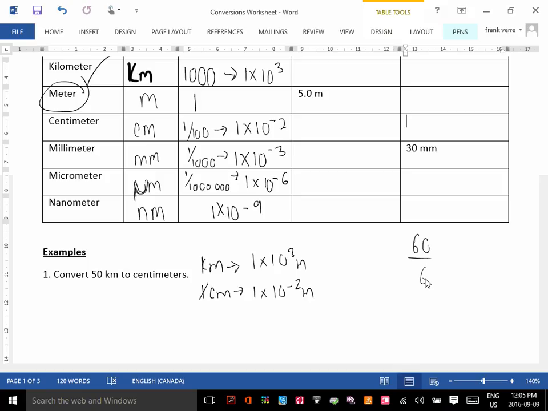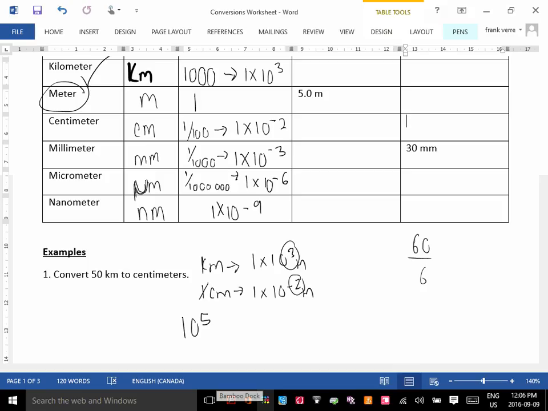You subtract them. Very good. So how many times bigger is a kilometer relative to a centimeter? A kilometer is 10 to the 3. A centimeter is 10 to the negative 2 meters. So how many times bigger is 10 to the 3 relative to 10 to the negative 2? It would be 10 to the 5, because 3 minus negative 2 is the same as 3 plus 2. So 1 kilometer would be 10 to the 5 centimeters. Does that make sense? 1 kilometer is 10 to the 5 centimeters.